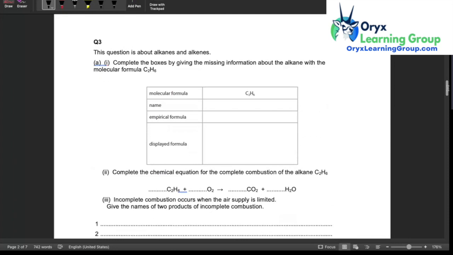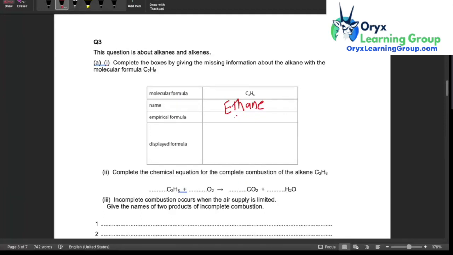Let's go to the next part, which is about organic chemistry. It's simple. The molecular formula is C2H6. What will be the name of this compound? Methane? No, ethane, sorry. Ethane, right? Correct. Let me write it here. This is ethane. Then what is the empirical formula of this one?